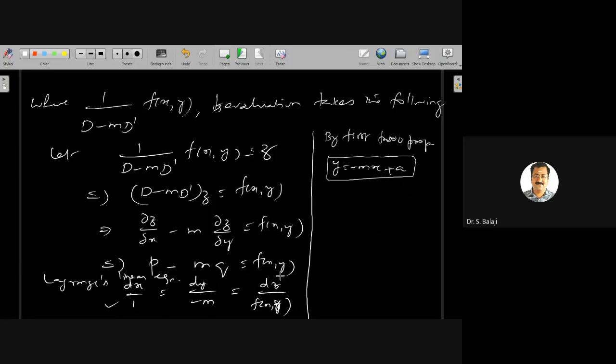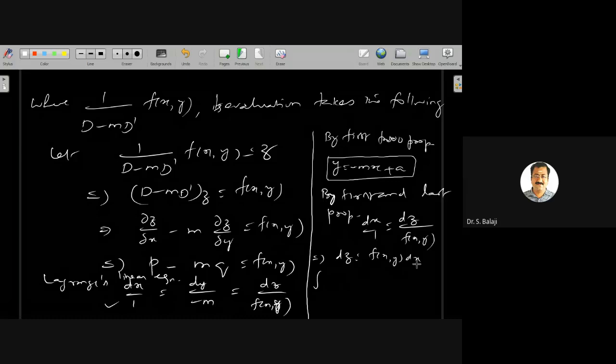Then we are interested to find z. What is z? That is the general solution. Or consider the first and third proportion, because from this you can write dz equal to f(x, y) dx. By the first and last proportion, that is dx by 1 equal to dz by f(x, y), I can write dz is equal to f(x, y) dx. Integrate.